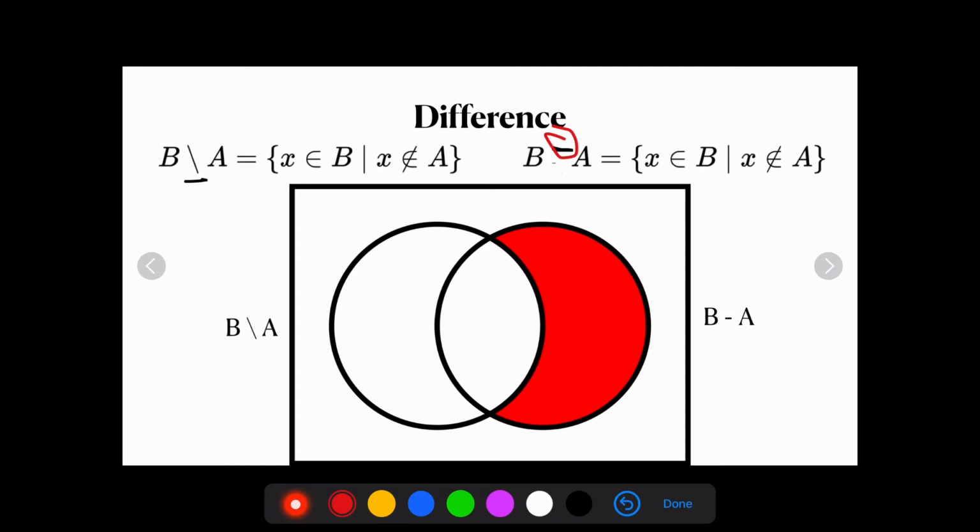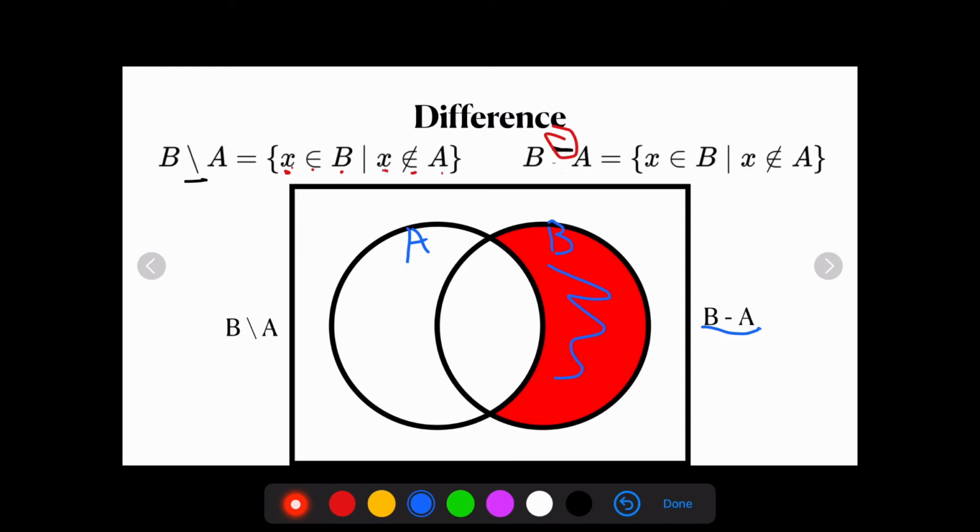But this is the set of X such that X is an element of B, and such that X is not an element of A. So it's everything that's in B that's also not in A. So if this is A and this is B, then this red part in here is everything that's in B that's not in A. Everything in B that's not in A.